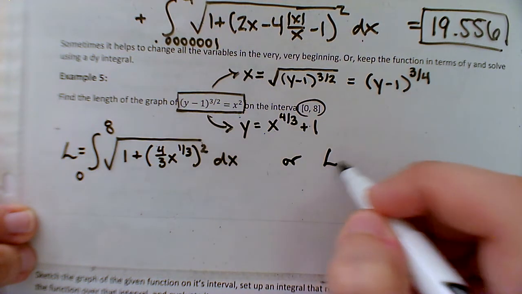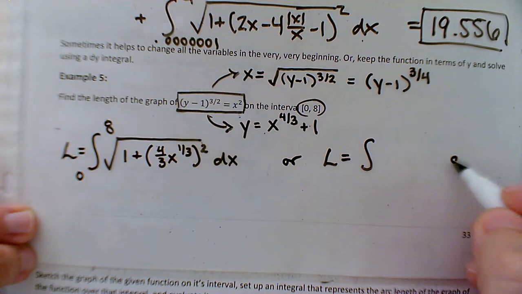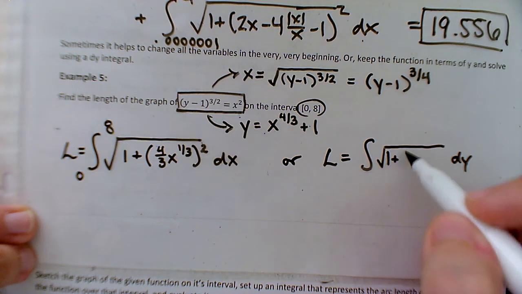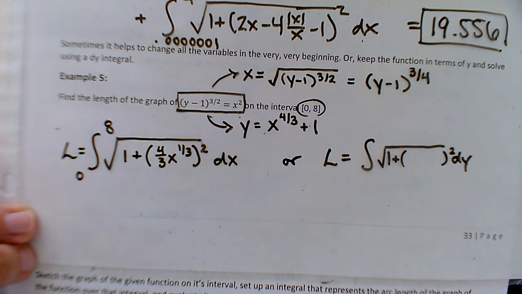Let's check out the other one. Okay, if we wanted a dy integral, how might we figure out the bounds on this case? Because we're no longer measuring on the x-axis from 0 to 8. Now we've got to measure the y-axis, beginning and ending point. What do you think?